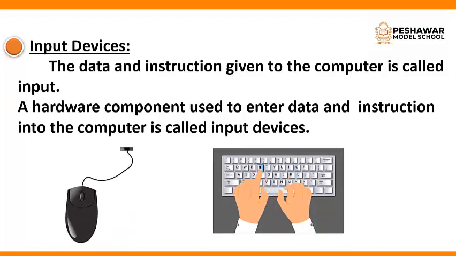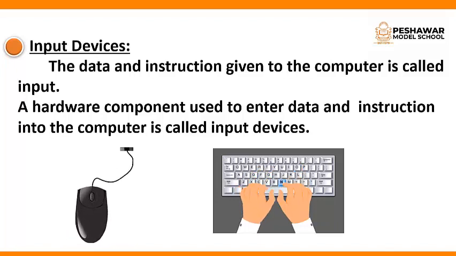So, mouse. What is a mouse? A mouse is a pointing device. A mouse is used to draw pictures or move the cursor on a computer screen. What is a keyboard? A keyboard is used to give input data to the computer.